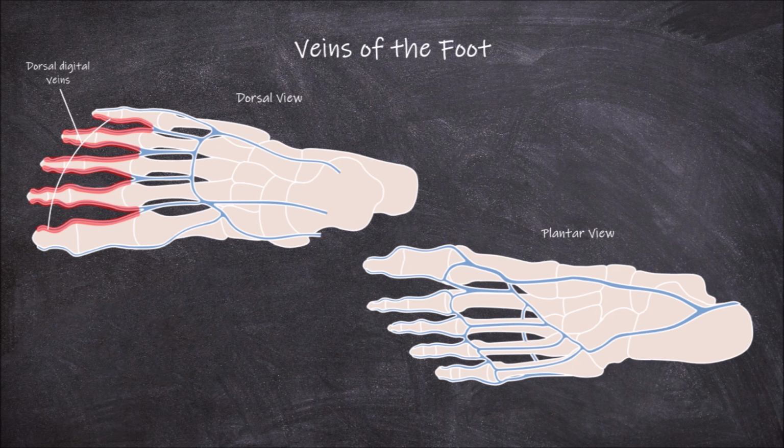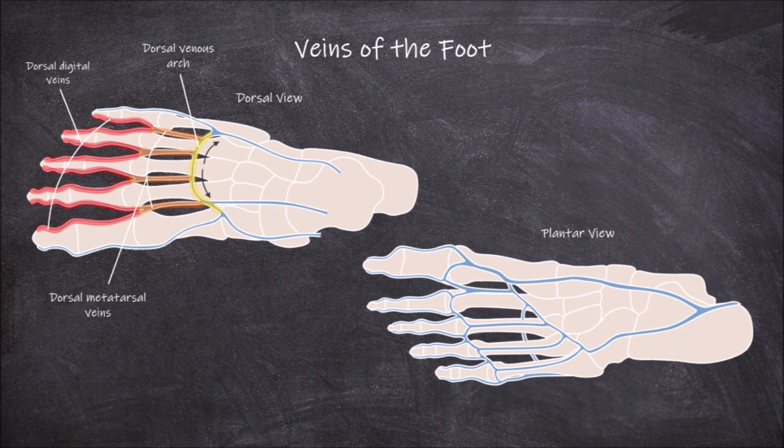These veins unite in pairs to form the dorsal metatarsal veins. The dorsal metatarsal veins then drain the blood up most of the length of the metatarsal bones before together forming and draining into the dorsal venous arch. The dorsal venous arch runs along the bases of the metatarsal bones.